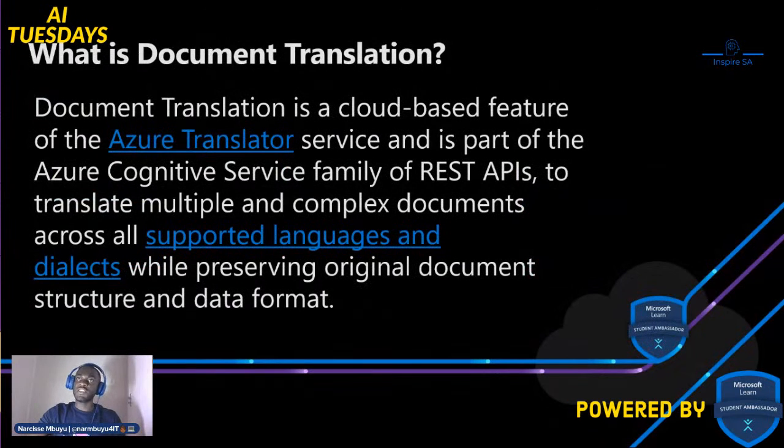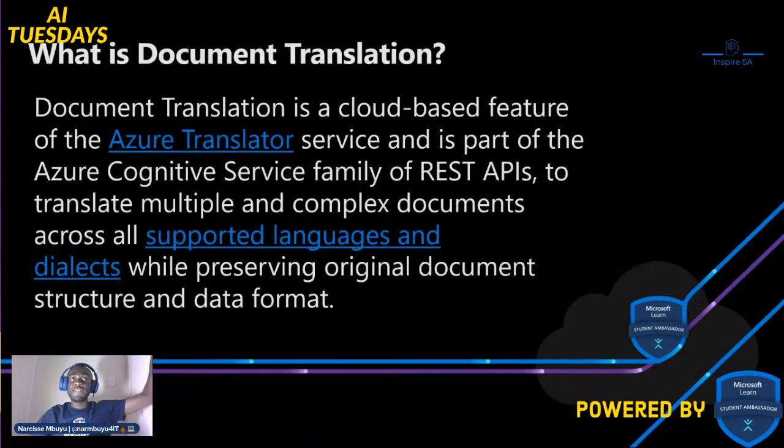The document translation, right? So we'll be talking about document translation. As I mentioned at the beginning, document translation is a feature that allows you to translate a whole document as a whole, without doing it word by word or sentence by sentence. It allows you to translate a whole document while preserving the data format and the structure as you originally put it, basically without any changes.